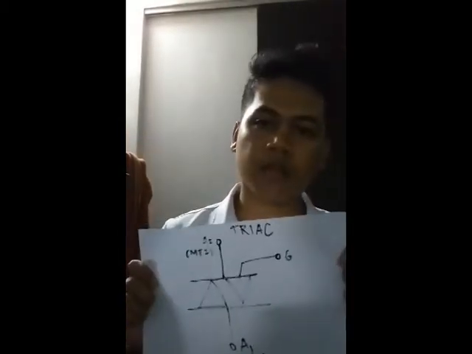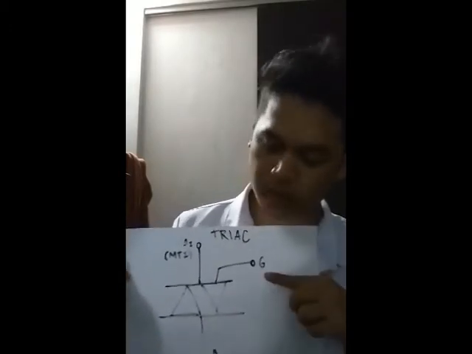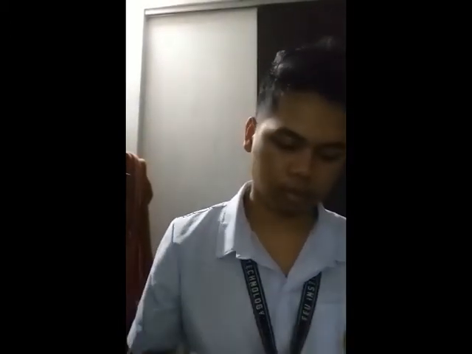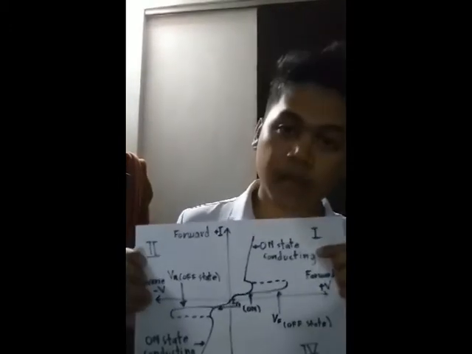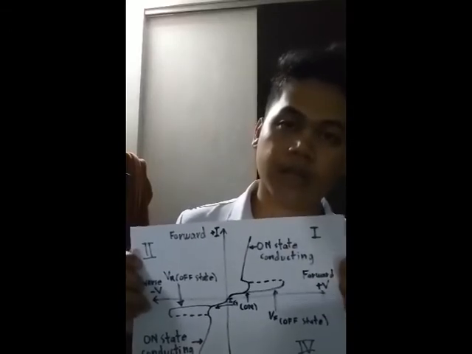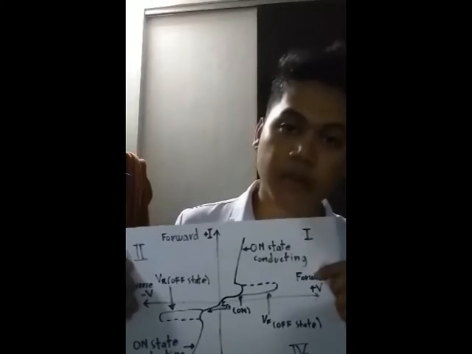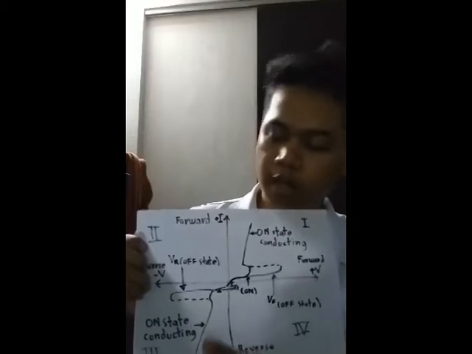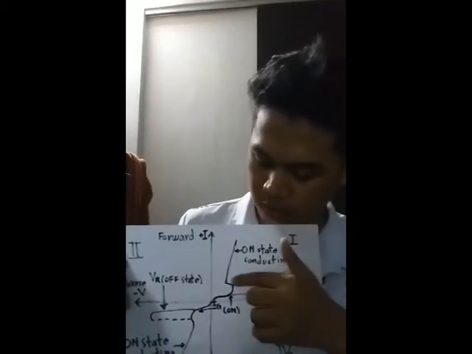This is the symbol of the Triac. It has two anode terminals and one gate terminal. This is the characteristic curve of the Triac. In quadrant 1, the Triac is usually turned on or triggered into conduction state by a positive gate current, while in quadrant 3, it is triggered by a negative gate current. This is the holding current and this is the conduction state.